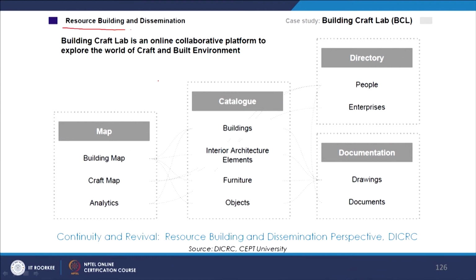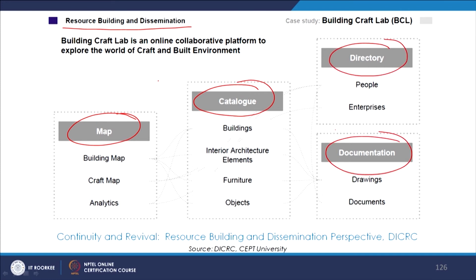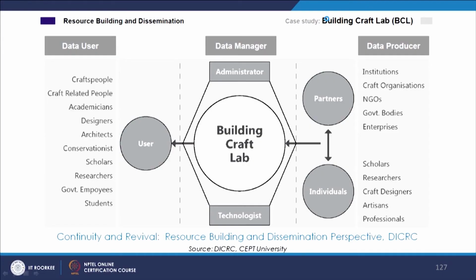We saw this model, we saw different frameworks which have been adopted by the ICRC and other organizations, also IIT Roorkee, how they work. And we saw, as the resource building and dissemination part, they do this significant set of activities: mapping, cataloging, creating directory, and then the documentation which plugs into all of these important outcomes. And we also understood that they have this building craft lab, and I have been repeatedly suggesting that you go have a look at it.